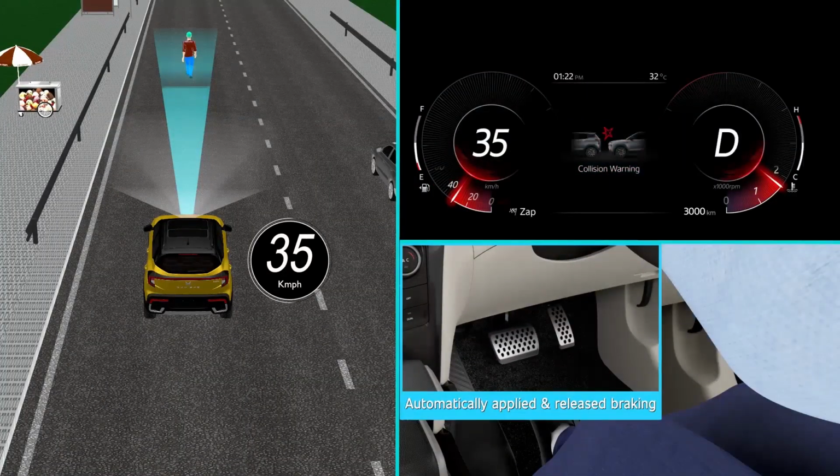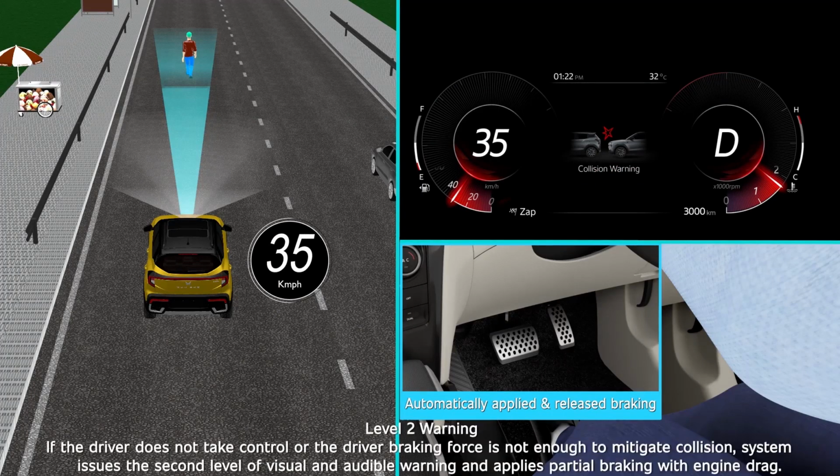Collision warning level 2. Automatically applied and released braking. If the driver does not take control or the driver braking force is not enough to mitigate collision, system issues the second level of visual and audible warning and applies partial braking with engine drag.